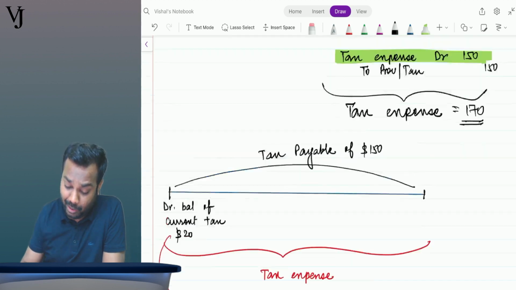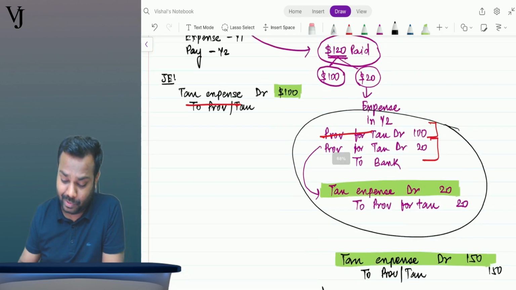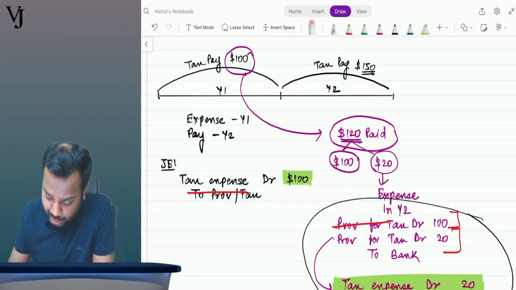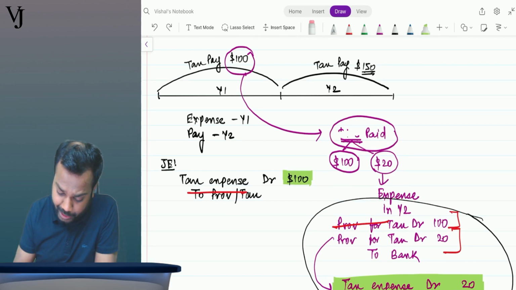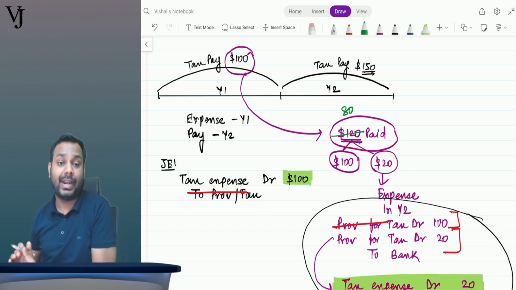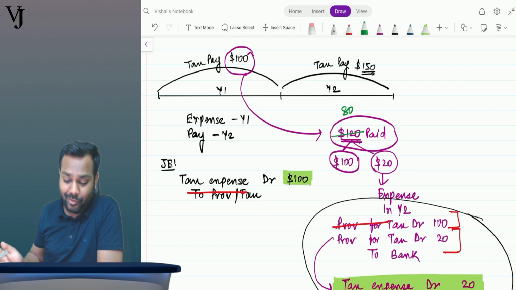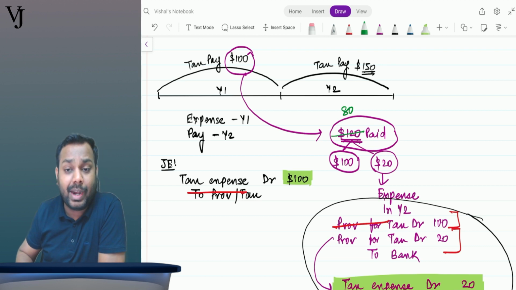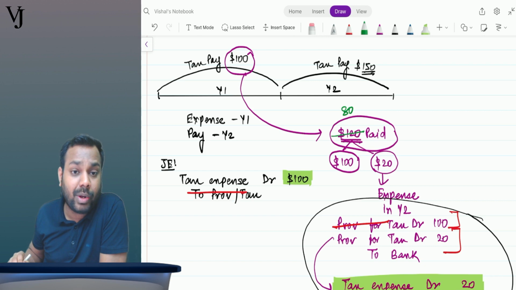Okay. Now taking another situation, let's suppose rather than being 120, the actual amount that we have to pay comes to 80. Now what does it mean? We made a provision of 100 in the previous year, but against which we are paying only 80.